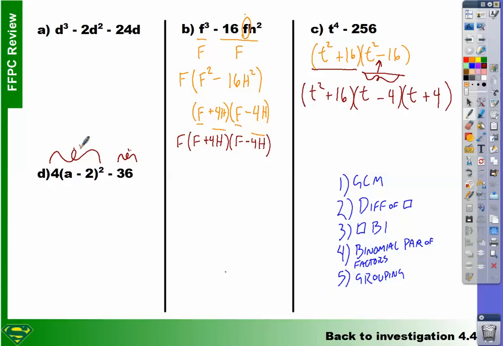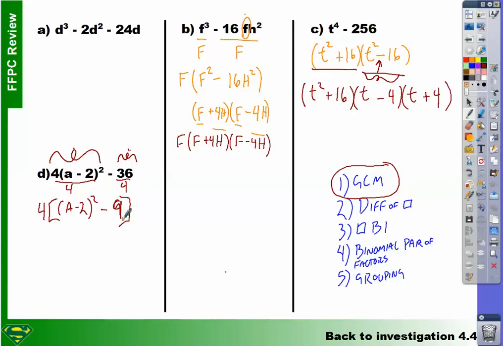But wait a second. What is the first thing that we look for in our checklist? We have to look for a greatest common monomial first. So what goes into both of these terms? 4. So we have a 4 on the outside. When we divide this by 4, we're just going to get the quantity a minus 2 squared minus, what's 36 divided by 4? 9. All right. So we've factored out the greatest common monomial.